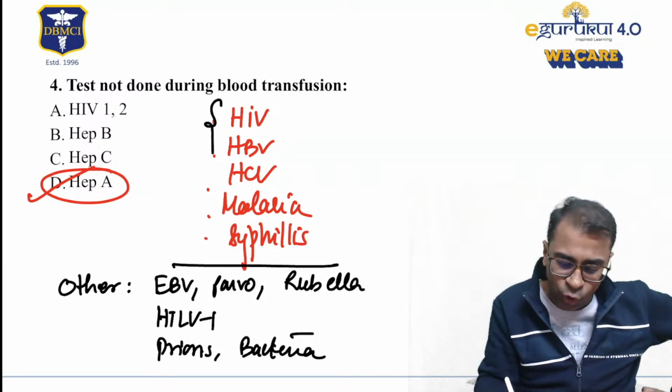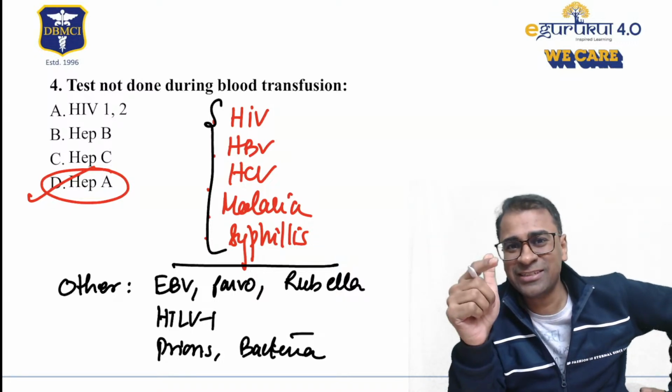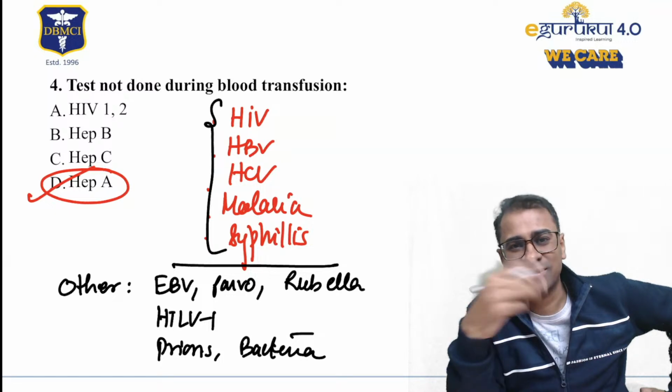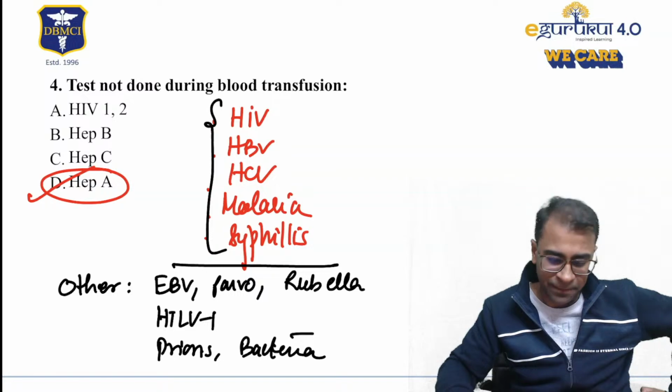But these are the 5 which must be tested for, and I hope you all know that unless these are negative, we can't donate this blood to someone else. So all of them should be negative there. ठीक है?